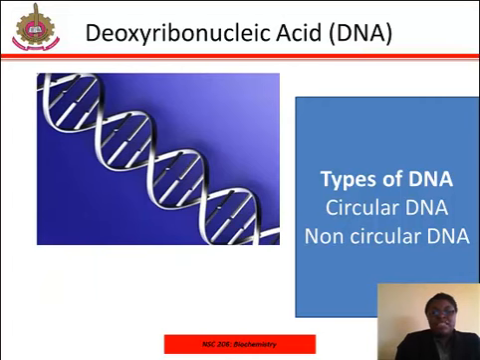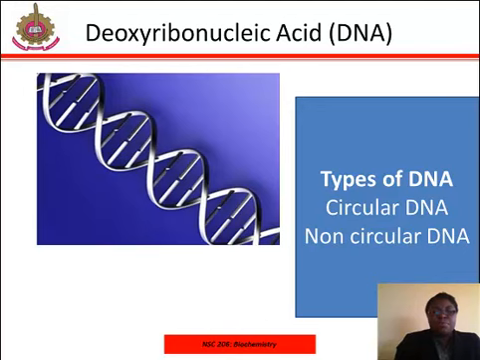Deoxyribonucleic acid, which is DNA, is a very large molecule made up of a long chain of subunits called deoxyribonucleotides, attached to each other by phosphodiester linkages. Each deoxyribonucleotide is composed of a deoxyribonucleoside and an inorganic phosphate group. Each deoxyribonucleoside is composed of nitrogenous bases and a pentose sugar called deoxyribose. The nitrogenous bases are purines and pyrimidines.